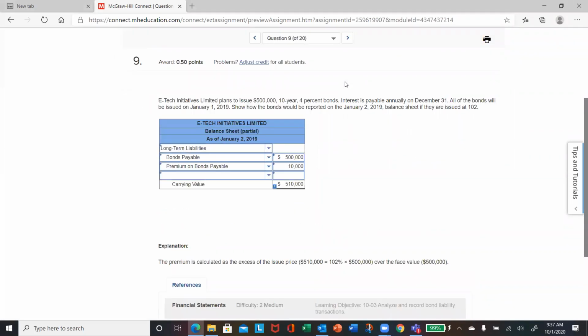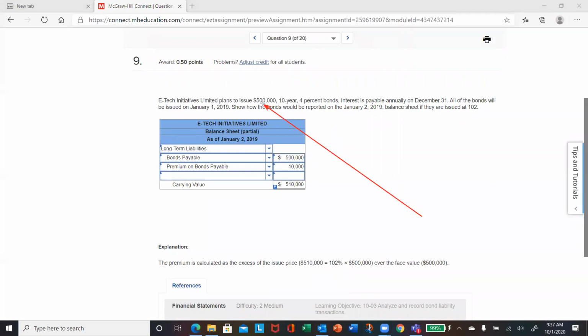Number 9, same type of problem, but they want to show you how the premium would look. So they do it again, 500,000 bonds, 10-year, 4%, payable interest annually. All the bonds are issued on January 1st, and here it is. They're selling it at 102. So it's 1.02 times your 500,000. That's going to give you 510,000. So that 10,000 is above your face.